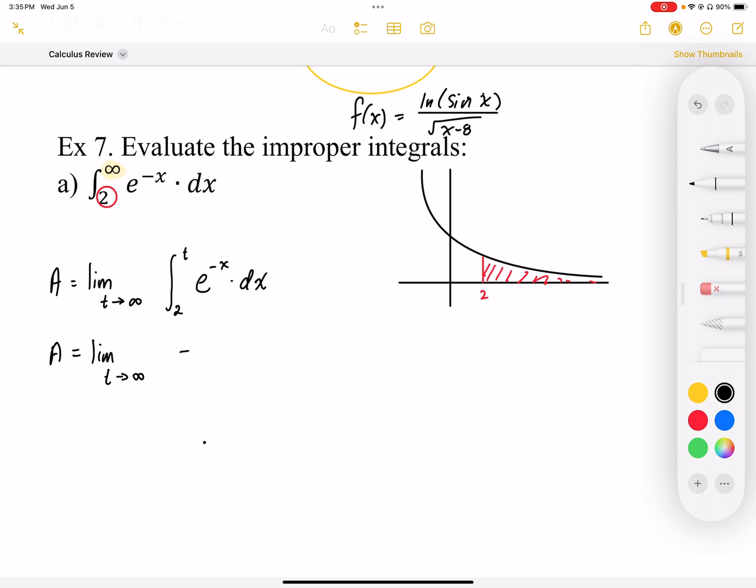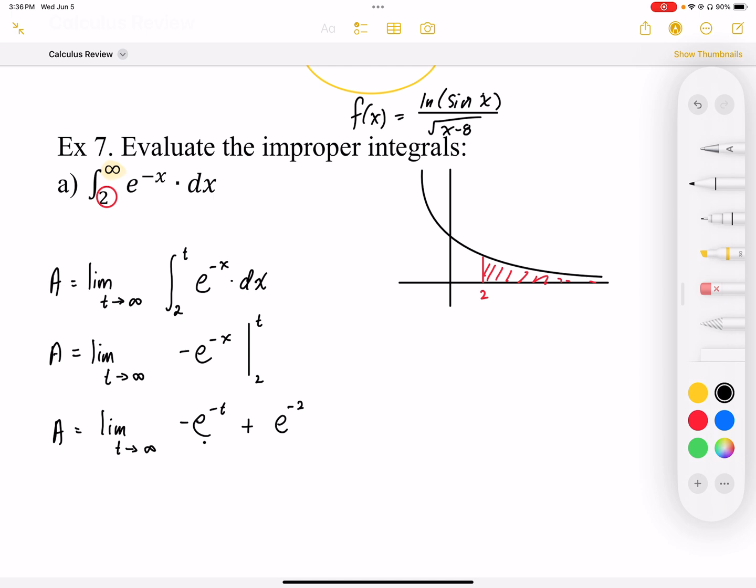And then I'm going to integrate e to the negative x, so this becomes negative e to the negative x. And then my bounds are where my limit is, so 2 to t. Okay, so then I'm going to plug in my bounds. Since I haven't replaced t with infinity yet, I'm just going to write negative e to the negative t minus negative, so I'm going to go plus e to the negative 2. Okay, so that represents my area.